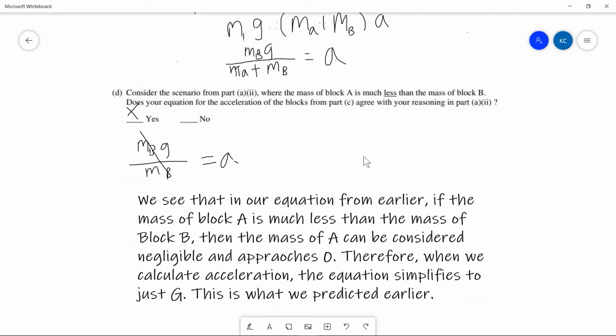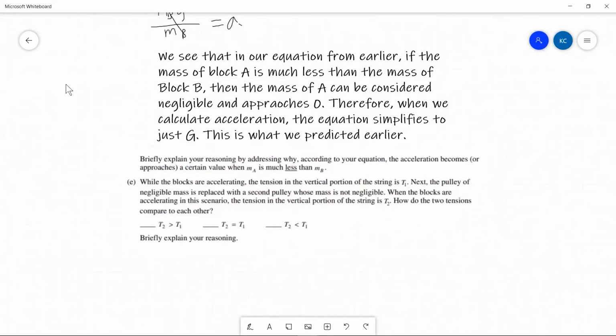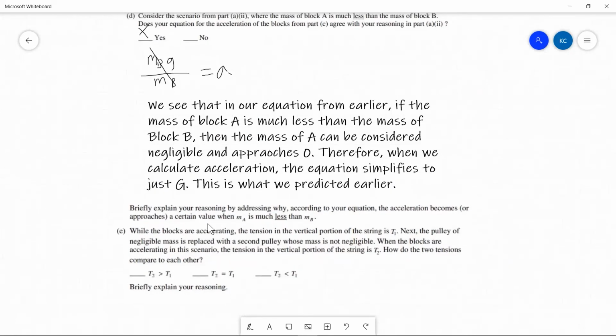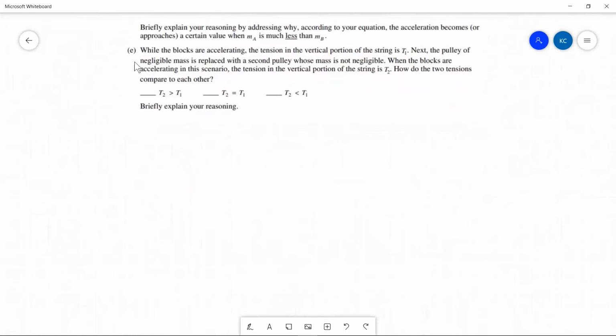Moving on to part E. Briefly explain your reasoning by addressing why according to your equation. Oh wait, this part, let me apologize, was cut off from earlier, but it's basically the same thing. It approaches G as shown from our explanation if the mass of A is much less than mass of B. So this doesn't affect our answer, I just forgot to include it, so I apologize for that. Bear with me, it's our last part of question number 2. This is one of the longer problems, so it'll take some more time, but we're almost there, so let's finish strong.